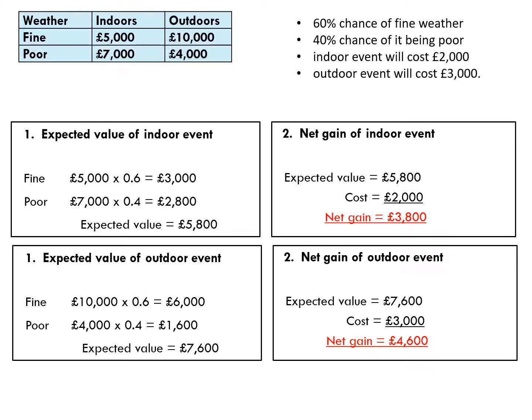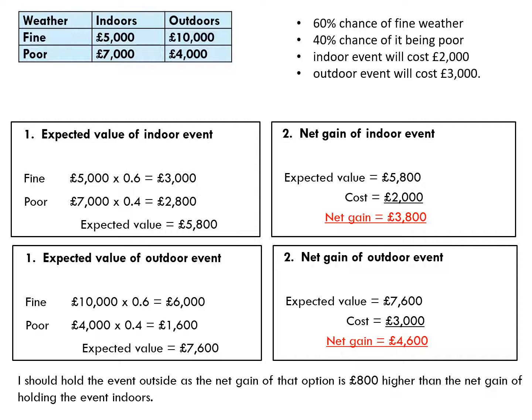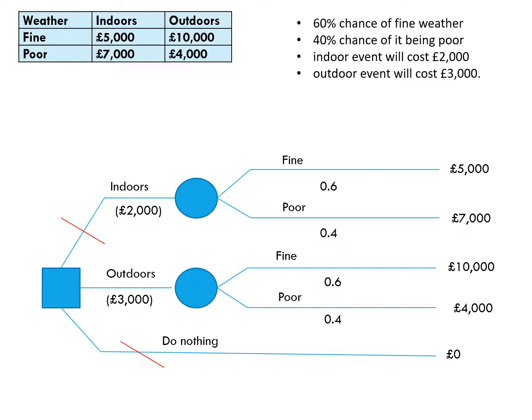So what should I do in this situation? Using this tool to analyze my choice, I should hold the event outside, as the net gain of that option is £800 higher than the net gain of holding the event indoors. And so businesses will do a very similar technique, or the same technique, when they're looking at different options, different investment projects, different decisions that they might make. So once I've made my decision to hold the event outdoors, I then go back and I cross out the options that I've rejected. So I haven't done nothing, I haven't done it indoors, I've gone for the outdoor option, so I put lines through the other two to indicate I'm not going for them.